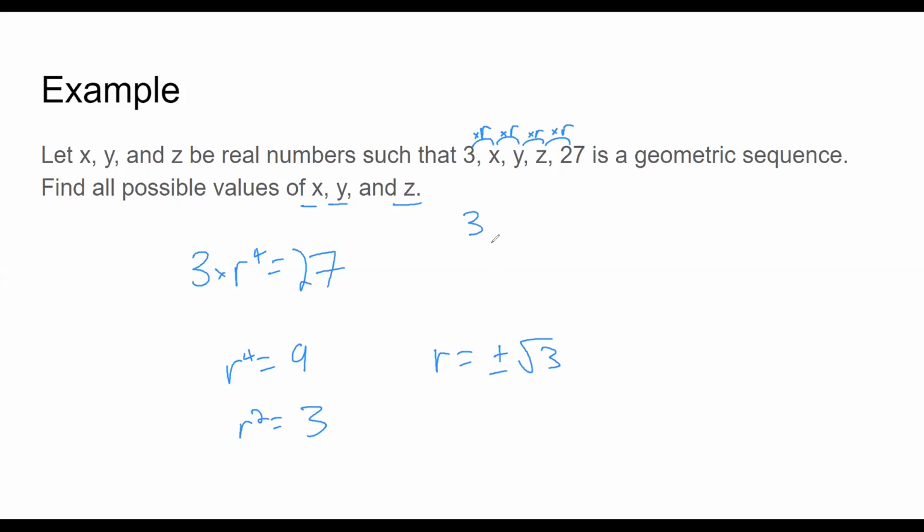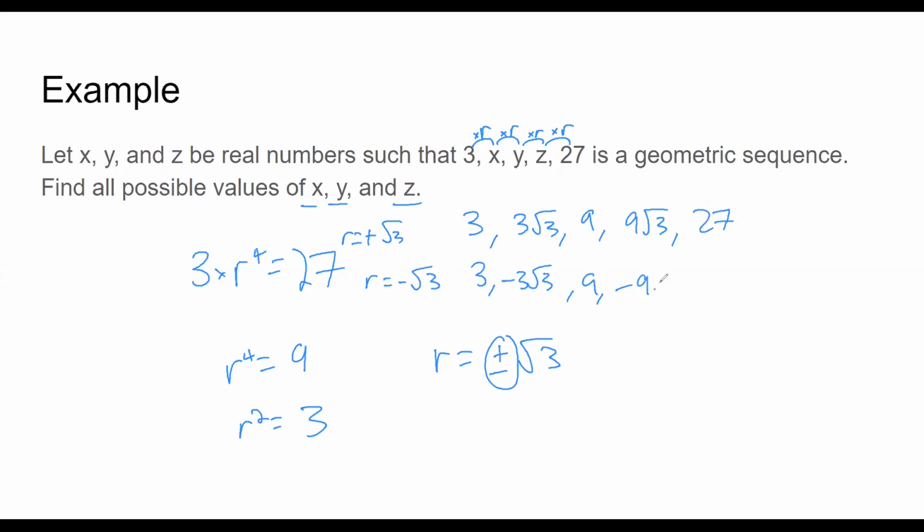So we have 3, let's assume positive. So this is for positive root 3. Then we're going to have r as negative root 3. This is the sign for positive or negative, plus or minus. So we have 3 root 3, 9 root 3, 27. Or we can have the negative version, which is going to give us this. So our combinations of x, y, and z will be 3 root 3, 9 root 3, 27, or the same thing, but with negatives on the 3 root 3 and the negative 9 root 3.